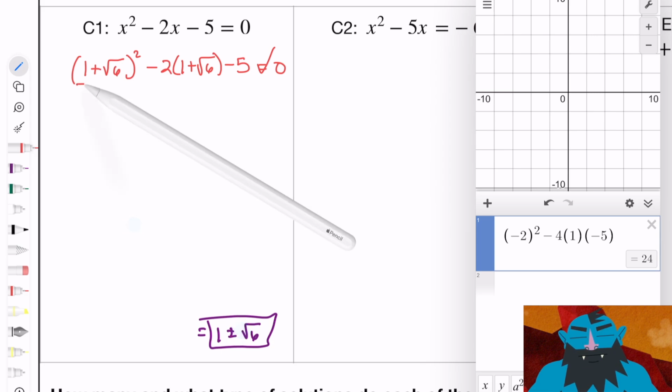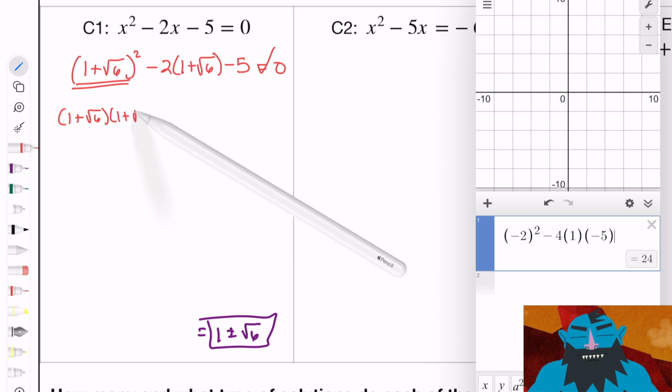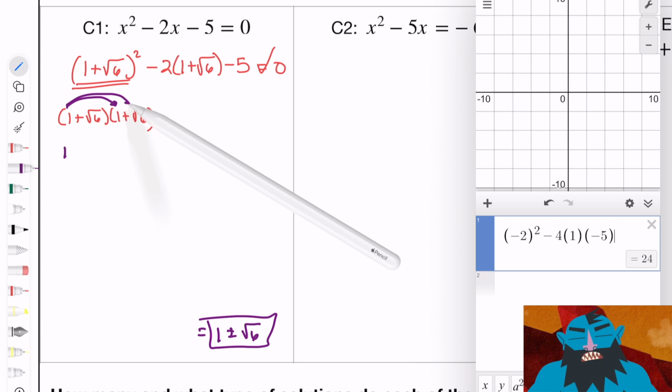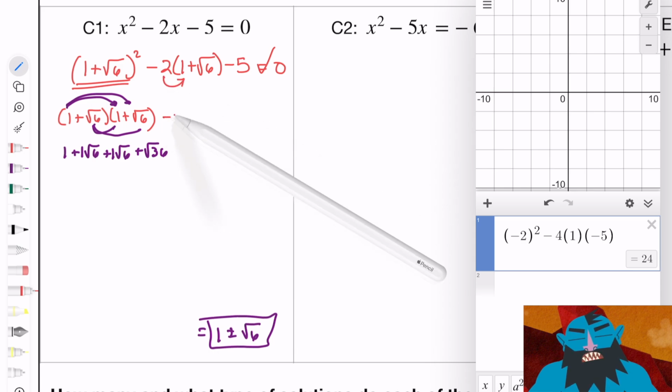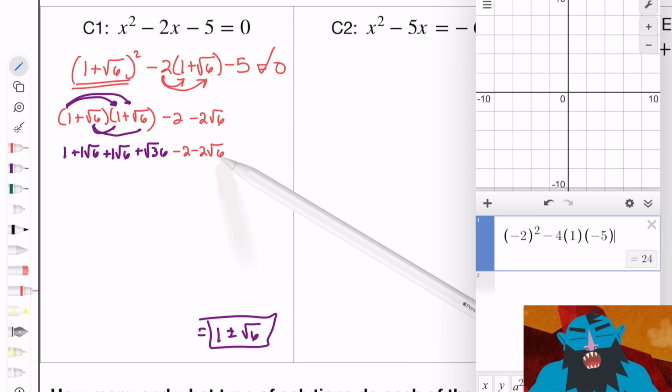So I've got to square a 1 plus root 6. Oh my goodness, that looks hard. But we've done this before. Double distribution. 1 times 1. 1 times root 6. 1 times root 6. Root 6 times root 6, root 36. Alright, my next one, negative 2 times 1. And negative 2 times root 6. Well, that didn't simplify at all, so we'll just write that down here. And then, oh, minus 5. Minus 5.